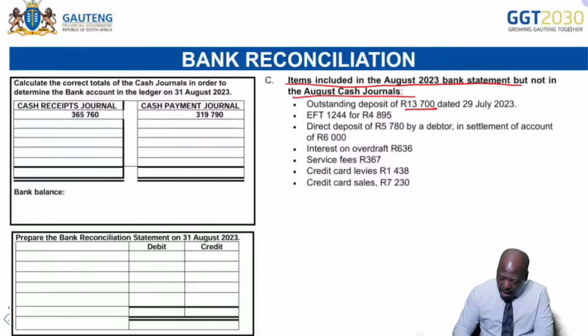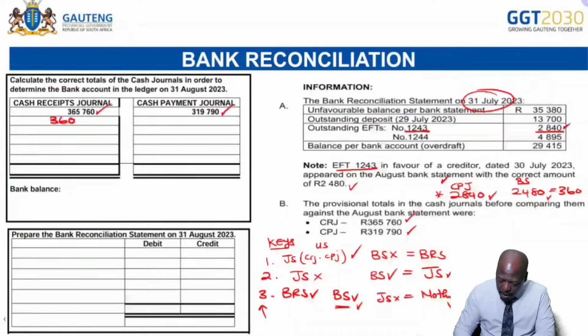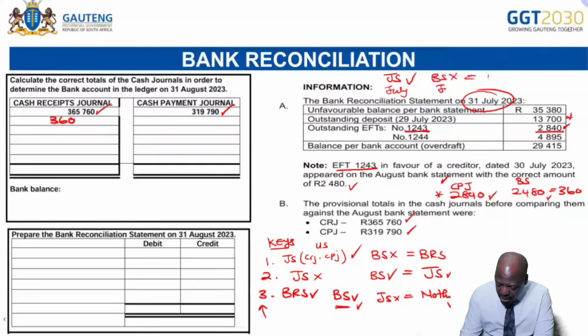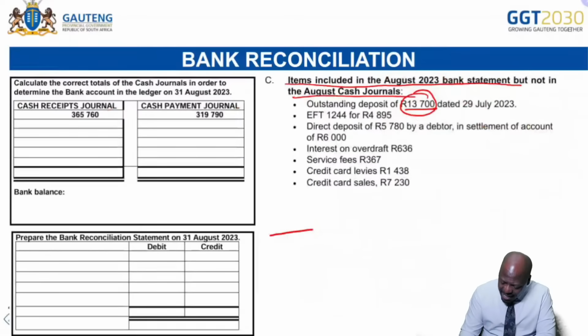So you will see that this 13.7 here was in the previous month's BRS. Why was it in the BRS? It was in the BRS because it was in the journals for July, but it was not on the bank statement for July. Hence, we put it in the BRS for July. Now, we are told that in the month of August, it has now appeared on the bank statement.